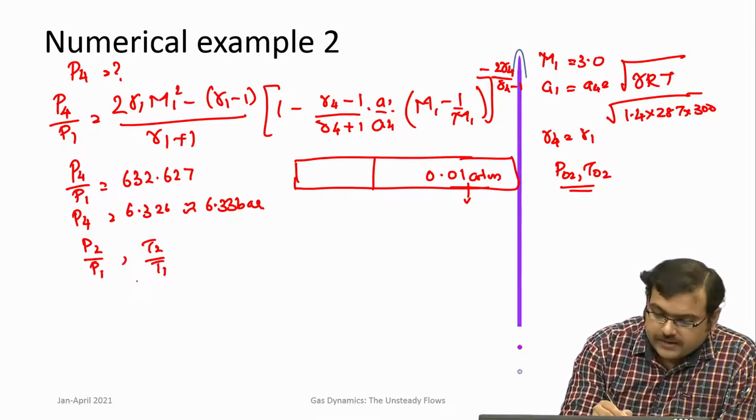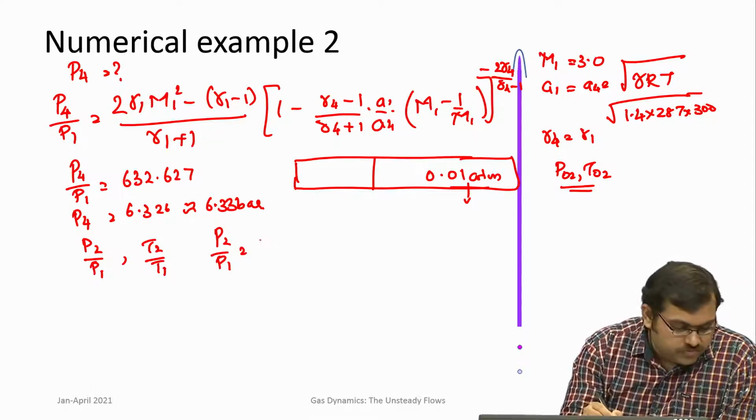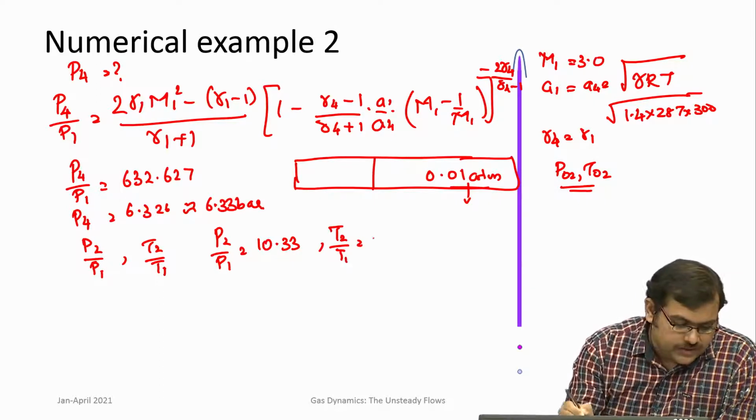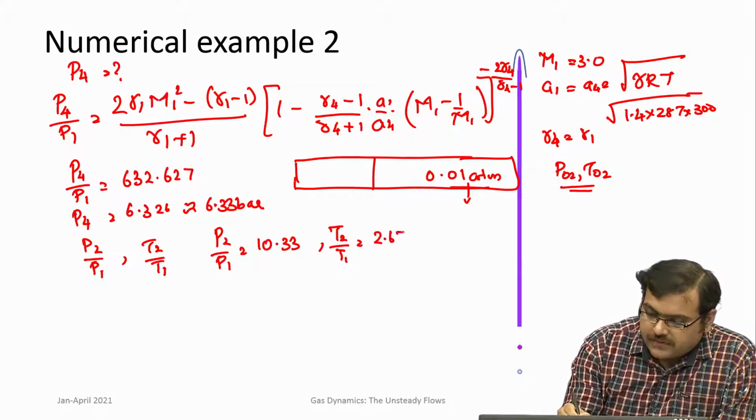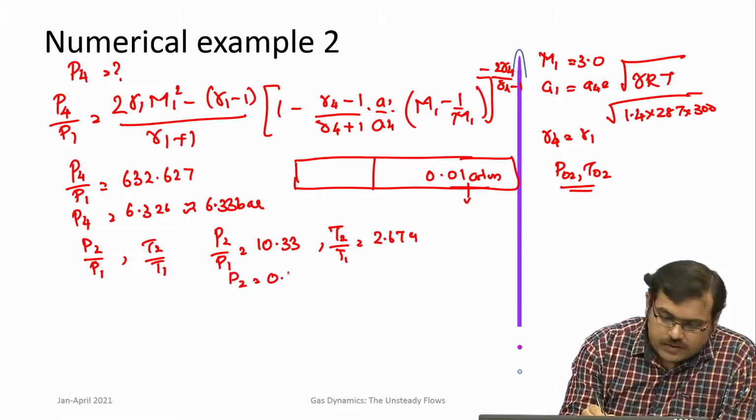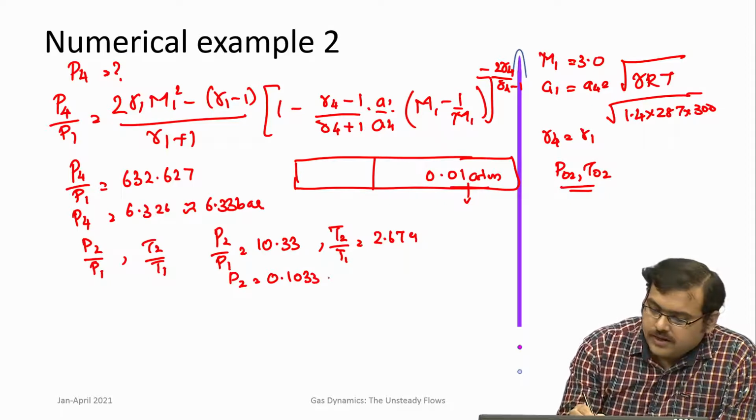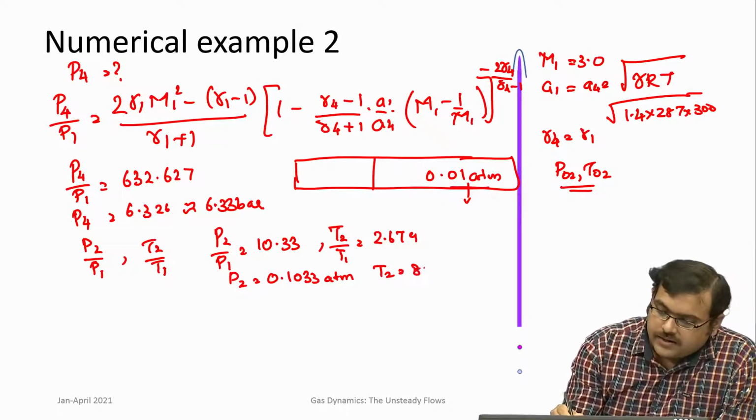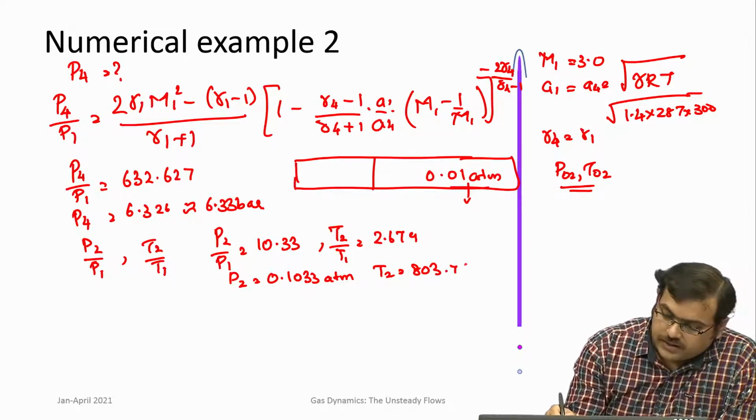This you can get given that it is a Mach 3 flow: 10.33, and T2 by T1 is 2.679. So P2 is 0.1033 atmospheres, while T2 is 803.7 Kelvin.